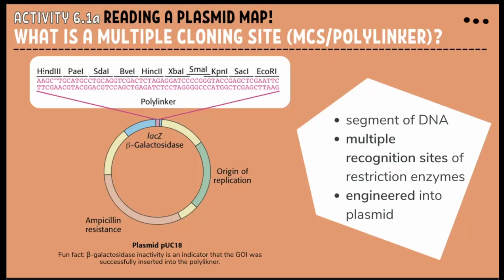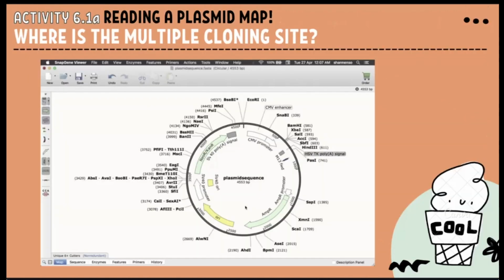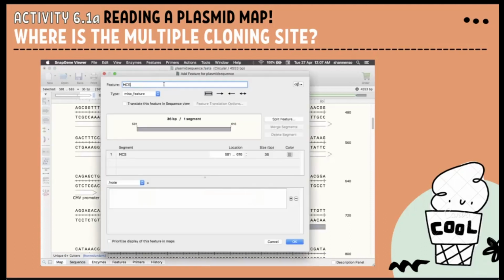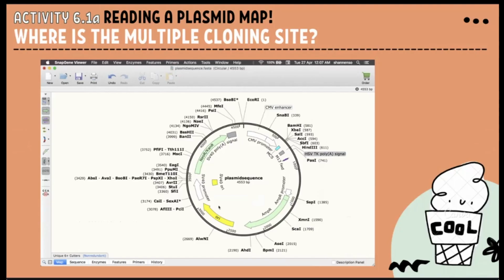Going back to the plasmid we opened earlier, where does its MCS lie? We look for a region where there are many restriction sites, which is here. We go to the Sequence tab at the bottom to be more specific in selecting this site. Then we click on the Features tab at the top and click Add Feature. Renaming this to MCS, we also change the color of the feature. And now we can see the MCS in our plasmid map.